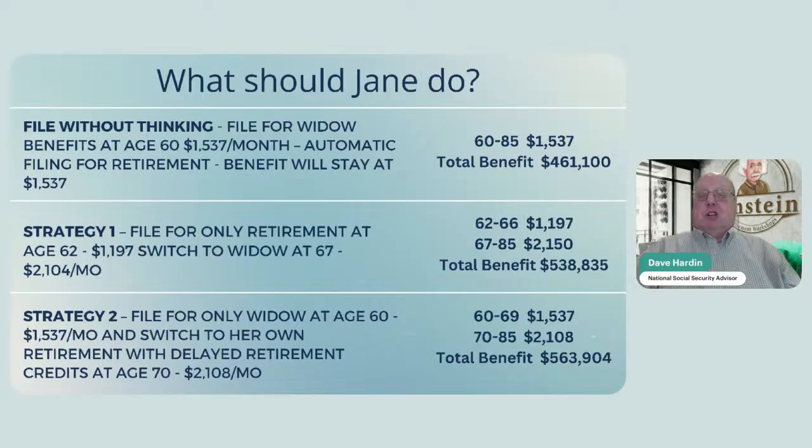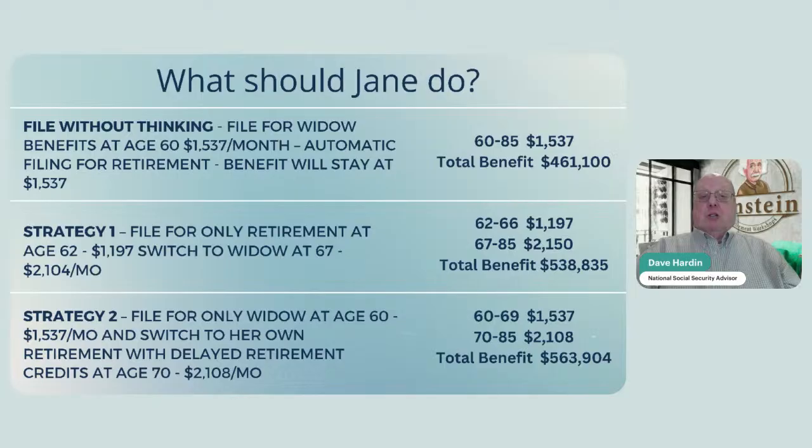We assume that she's going to live 25 more years to age 85. We're going to do simple math here, no complicated algorithms, no cost of living adjustments. We're just going to do simple math. So 300 times $1,537, which is $461,100.